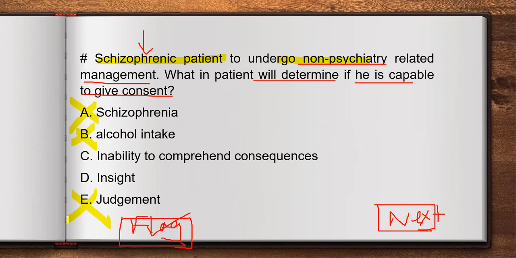All right. Now, obviously, sometimes insight and judgment may not be in the options, then we would choose inability to comprehend consequences. But if insight is in the options, we will obviously choose insight, because this is the best thing.